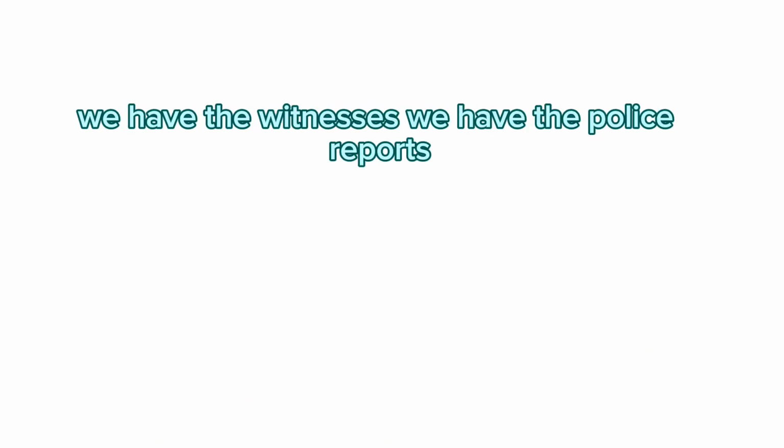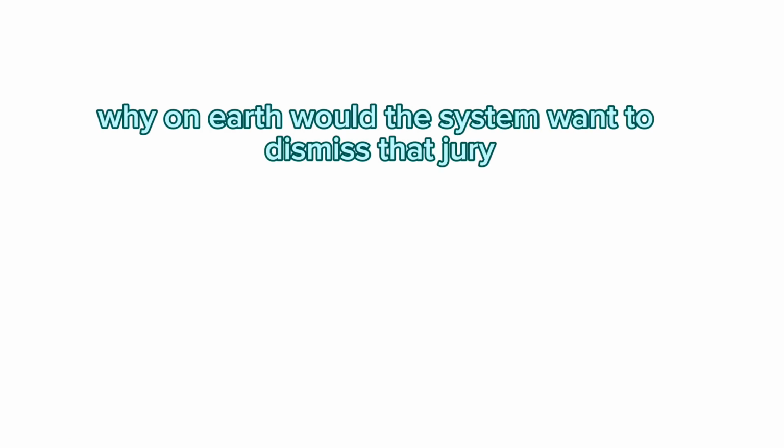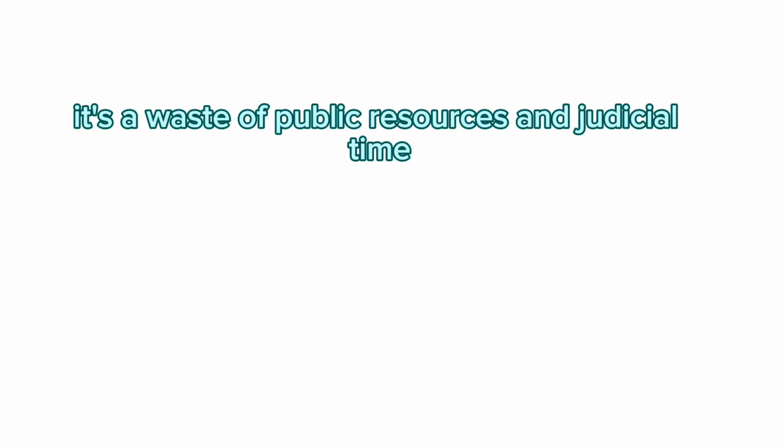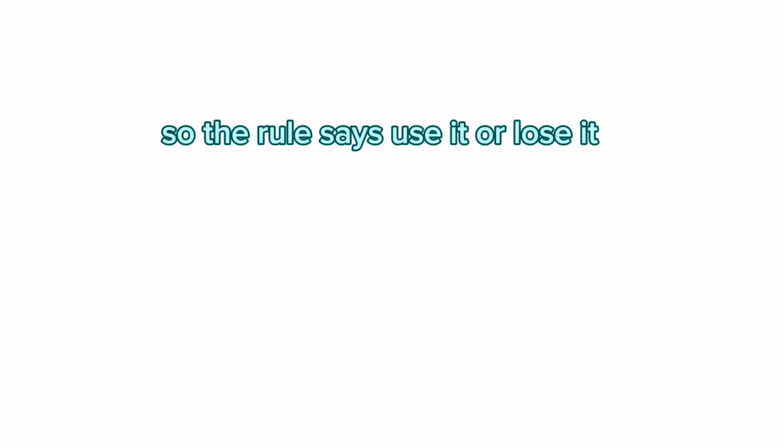Well, think about that efficiency argument again. We have the witnesses, we have the police reports, the diagrams of the intersection. They are all in the courtroom right now. The jury is learning the facts of this specific crash. Why on earth would the system want to dismiss that jury, send everyone home, and then start the exact same process from scratch next year, just with the roles reversed? Yeah, that would be a huge waste of time and money. It's a waste of public resources and judicial time. So the rule says, use it or lose it. That makes sense from a taxpayer perspective.